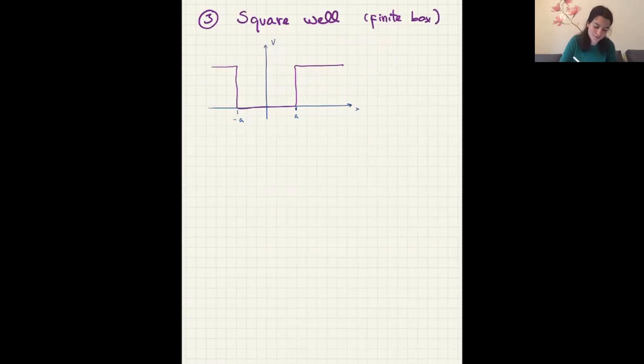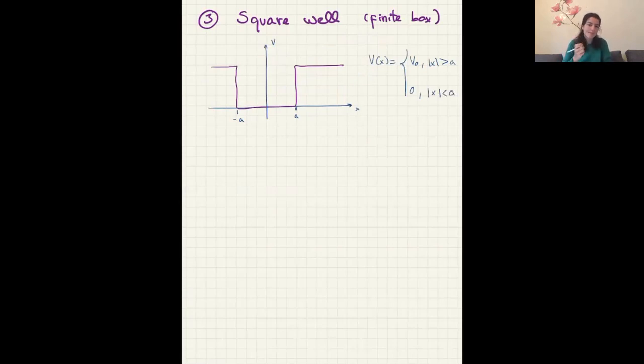So in this case, we have that V of X is what? It's V0 when X or minus X is larger than A, and 0 if small in this region.